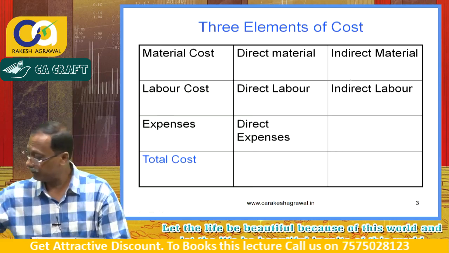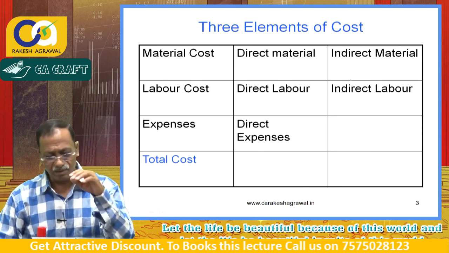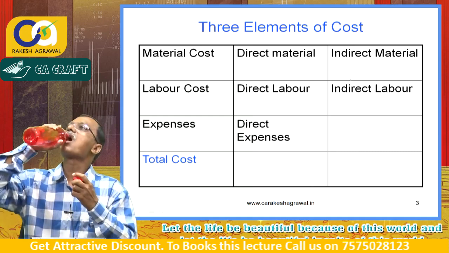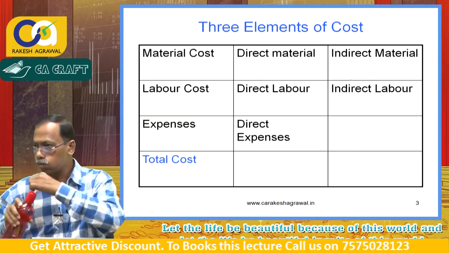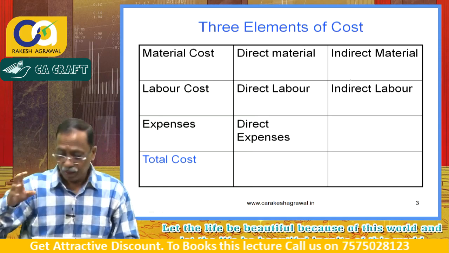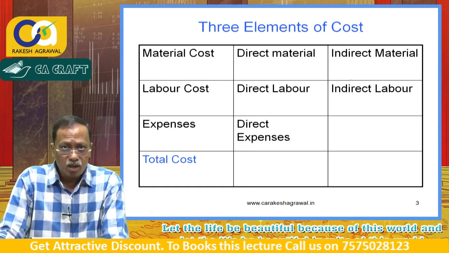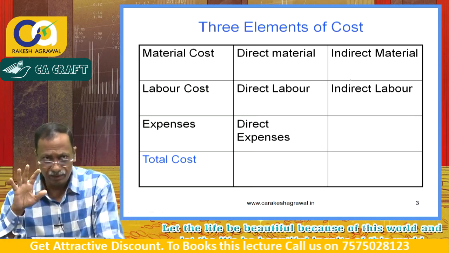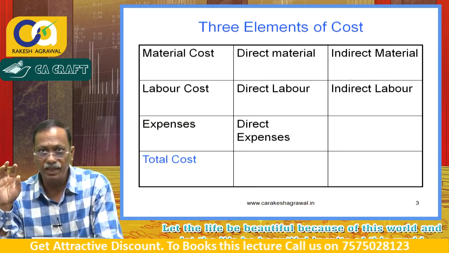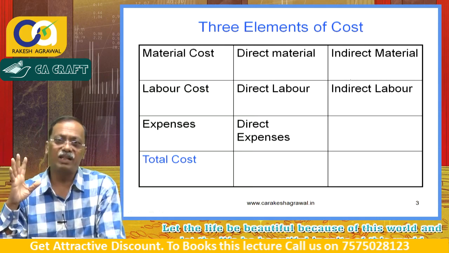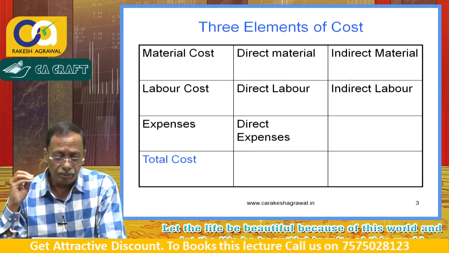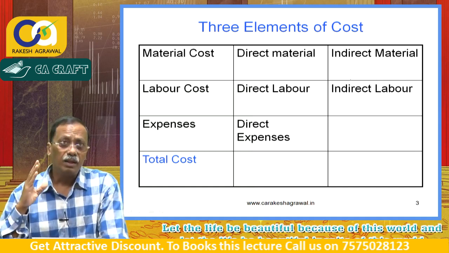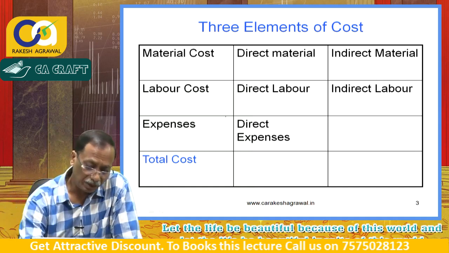Now let's go to direct expenses. Really speaking, expenses are very difficult to correlate with the cost object. Just imagine the examples of direct expenses. Why am I saying this? The reason is expenses generally tend to be indirect. I repeat, expenses generally tend to be indirect. There are very few direct expenses. So let me give some examples of direct expenses, because the majority of expenses are indirect. I am talking about direct expenses now.